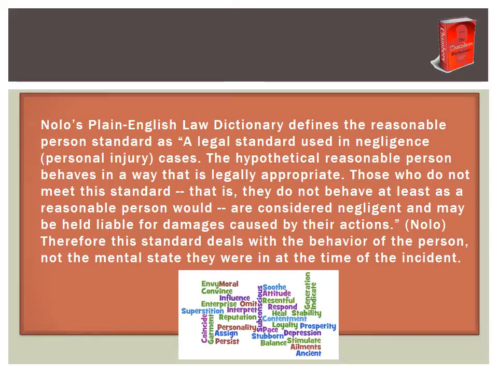Nolo's Plain English Law Dictionary defines the reasonable person standard as a legal standard used in negligence cases. The hypothetical reasonable person behaves in a way that is legally appropriate. Those who do not meet this standard, that is, they do not behave at least as a reasonable person would, are considered negligent and may be held liable for damages caused by their actions. Therefore, this standard deals with the behavior of the person, not the mental state they were in at the time of the incident.